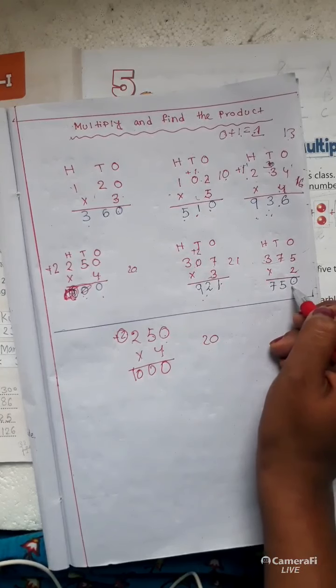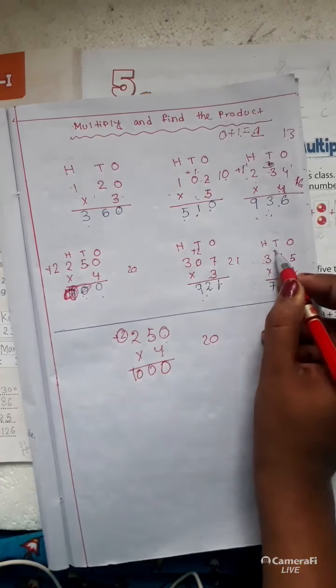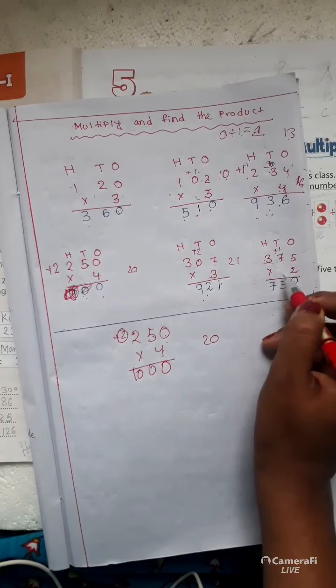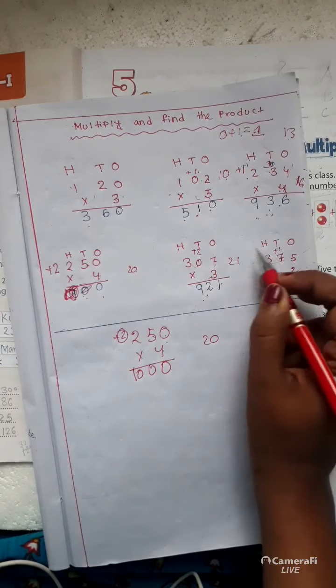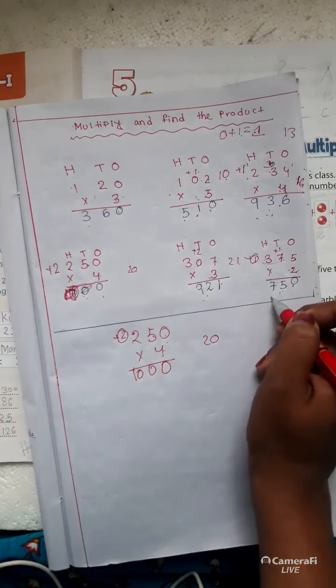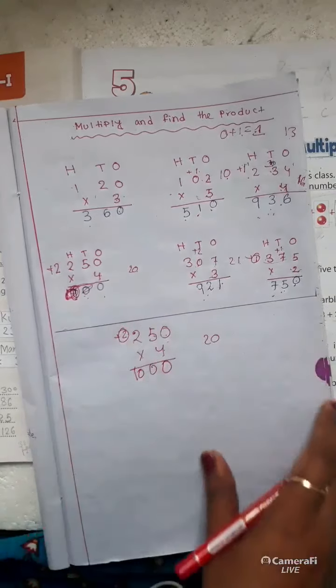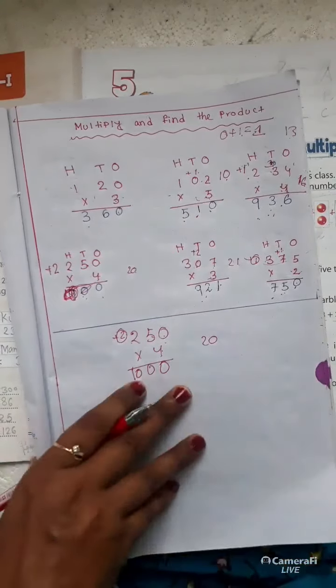Here 5 2s are 10, 0 I write, 1 will be carried over here. 7 2s are 14 plus 1 is 15. 5 I write, 1 again will be carried over here. 3 2s are 6 plus 1. Okay, by this way only we will complete our chapter.